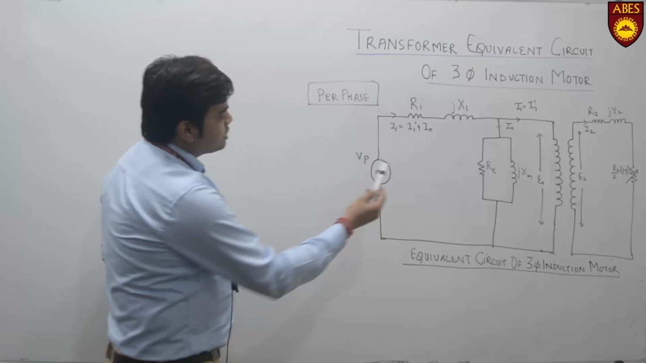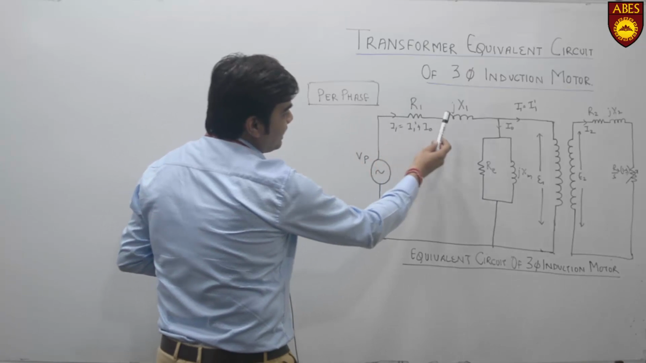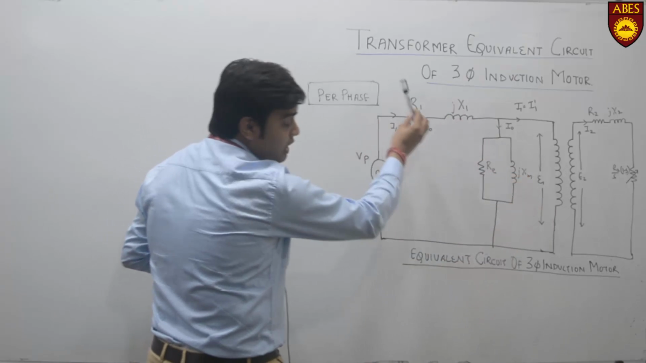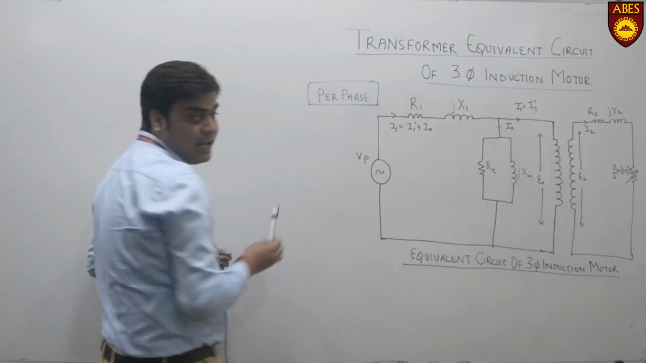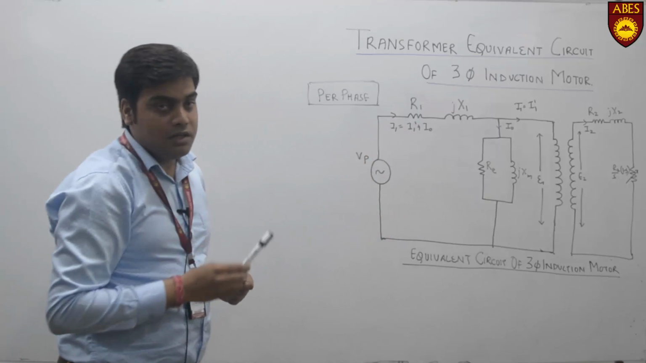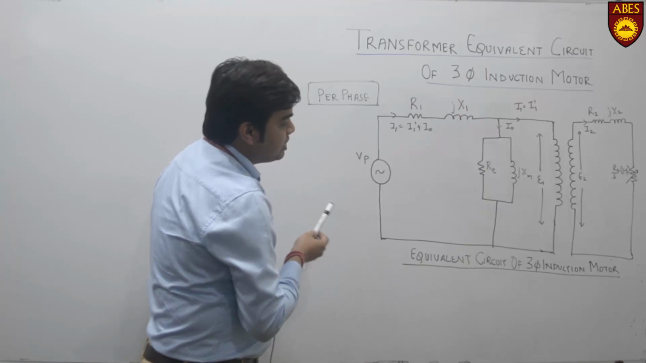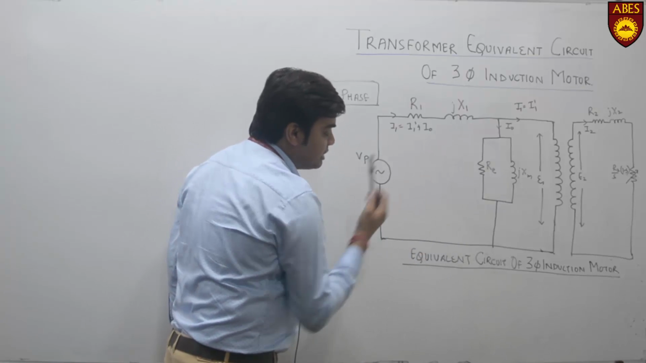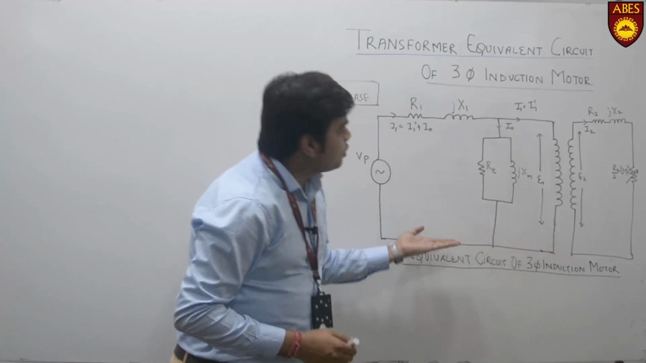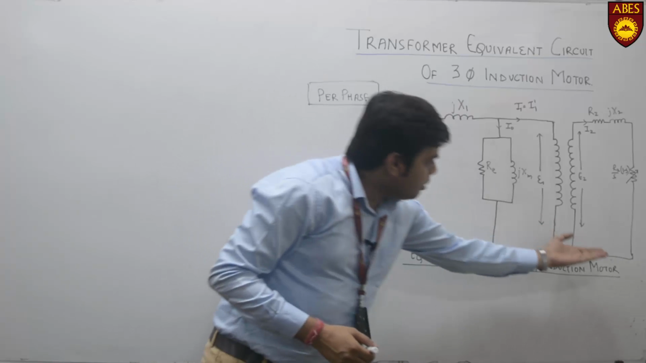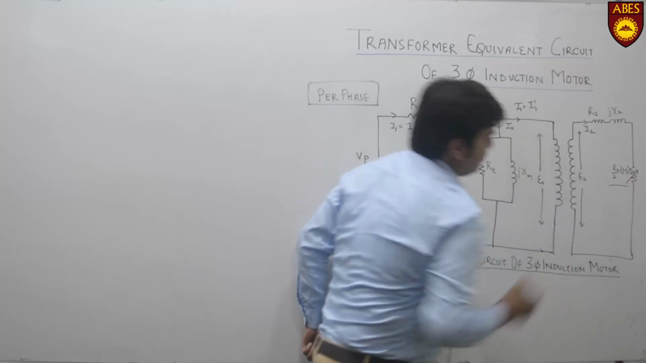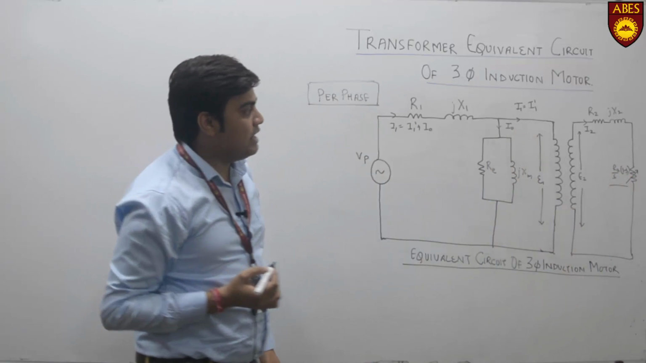Now, if I talk about this model, R1, X1, RE, XM, these are all of the primary, or rather I must say the stator elements. R1 means winding resistance, X1 means equivalent magnetic leakage, RE is core losses, and XM is the magnetizing component of current. This is similar to the primary of a transformer. But if I talk about this, there is something which is new, that is R2 by S into 1 minus S.